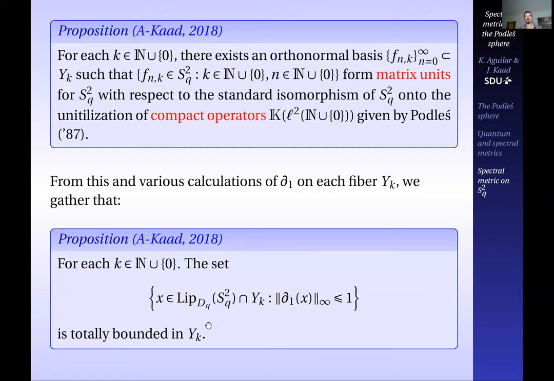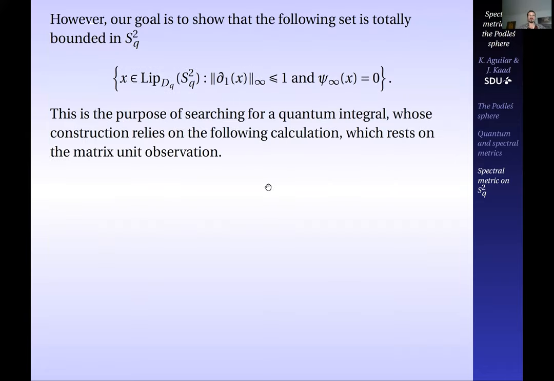So it's enough to show that this set is totally bounded, which is in fact bigger than the other set anyway. I just want to make it clear why: the goal had this other condition, vanishing under some state, but we don't need that for these because they don't have units from the unitization of the compacts. Okay, so together with this, our goal now is to do such a thing for all elements in the domain of the seminorm, and then vanishing under the state.